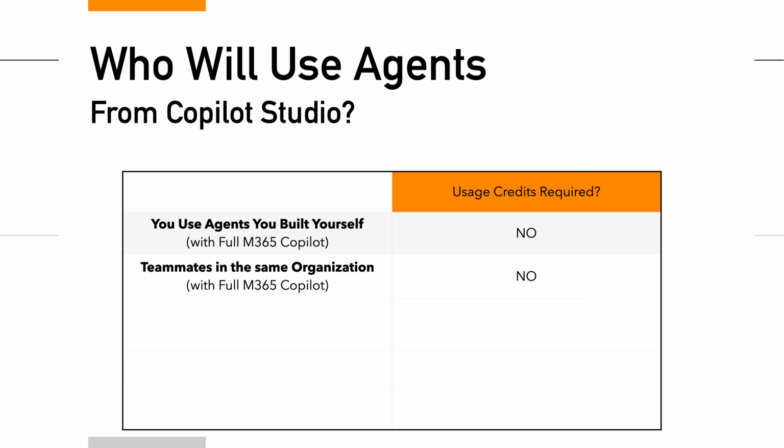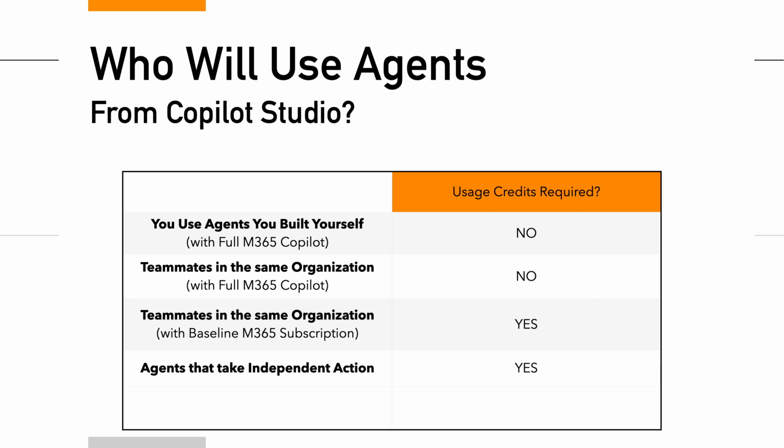So when do you need credits? Well, if you build agents and share them with teammates who have the baseline Microsoft 365 account only, then you will have to pay for Copilot credits to allow those people to use your agents. Or if you build an agent that takes independent action based on program triggers, then those actions must be paid for with Copilot credits. And finally, if you build an agent that can be used by people outside of your organization, those are also subject to the Copilot credits.